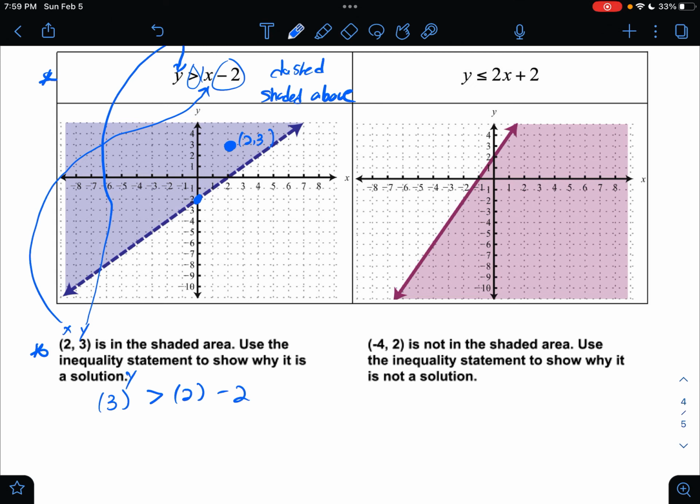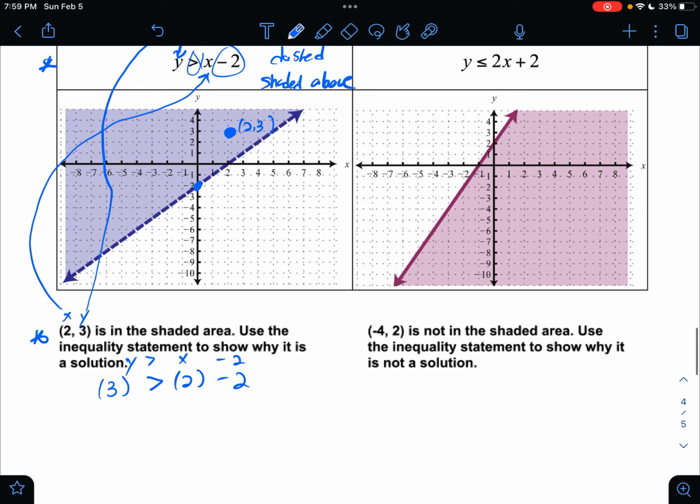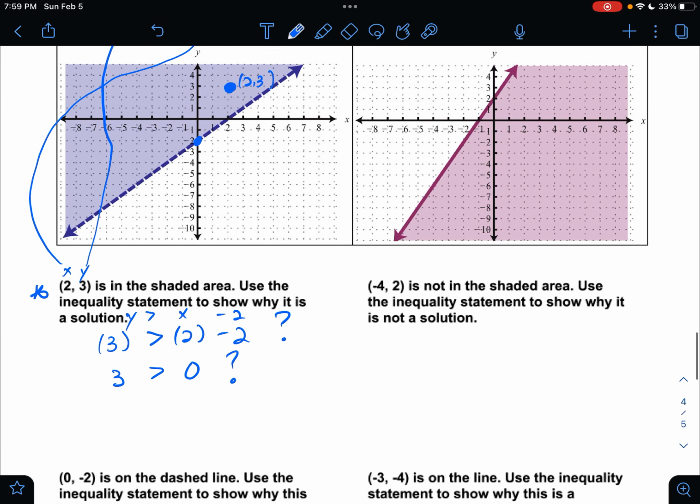So instead of y is greater than x minus 2, we put 2 in for x, and we put 3 in for y. So if we do this, this is pretty straightforward here. 2 minus 2 would be 0. So is this true? Is 3 greater than 0? Yes. Okay, so this is true.